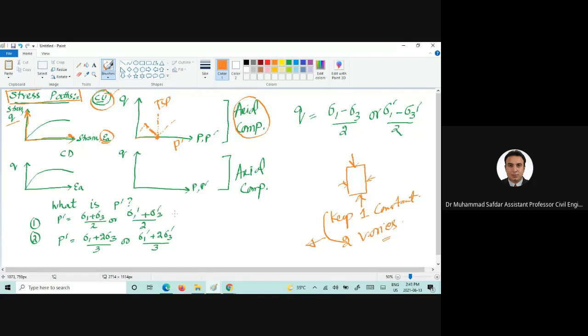Anyone else wants to add that how we can plot q-p or q-p prime, a 2D plot of a stress path? We touched a little bit about the stress paths in shear strength lectures as well.